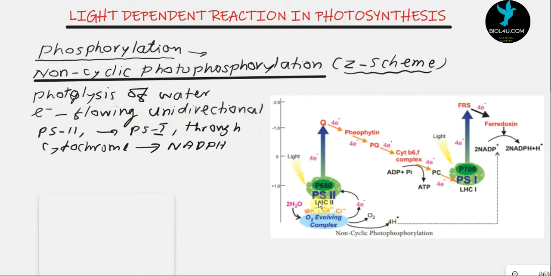Here this is photosystem 2, and this photosystem 2 absorbs light energy with a wavelength of 680 nanometer. So P680, that is the specific chlorophyll A pigment, absorbs the light energy and the electrons are expelled. 4 electrons come out and the chlorophyll A becomes ionized. This ionized chlorophyll A must obtain an electron within 10 raised to minus 9 second. So this electron is accepted by an electron carrier known as quinone.